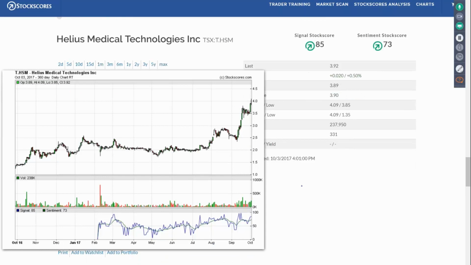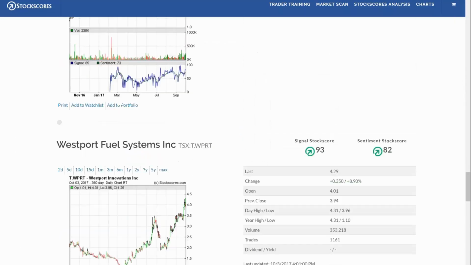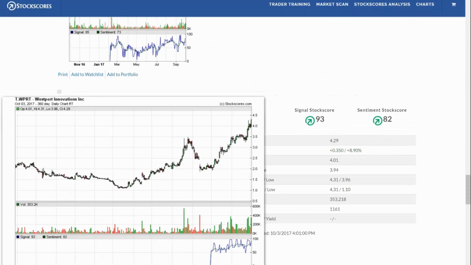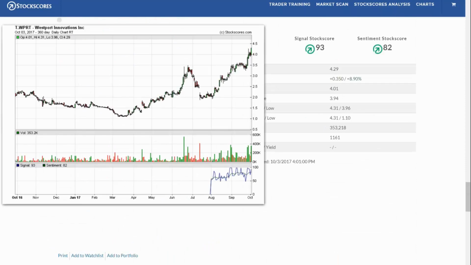So this stock made an abnormal move on this day. You can see the spike in the Stockscores, the spike in the volume, and it went into an upward trend. As I said earlier, almost every market-beating trend, if you go look at the charts of stocks that have done really well, over and over again, you will see that their upward trends start with abnormal activity.